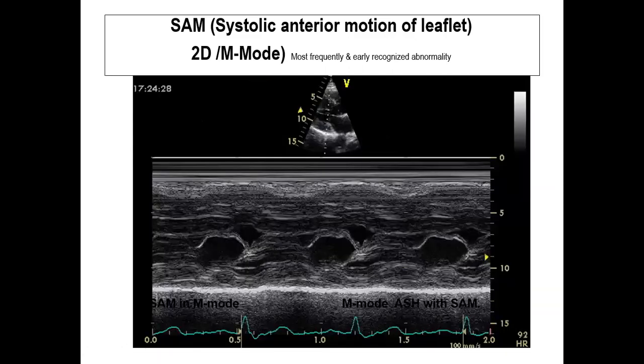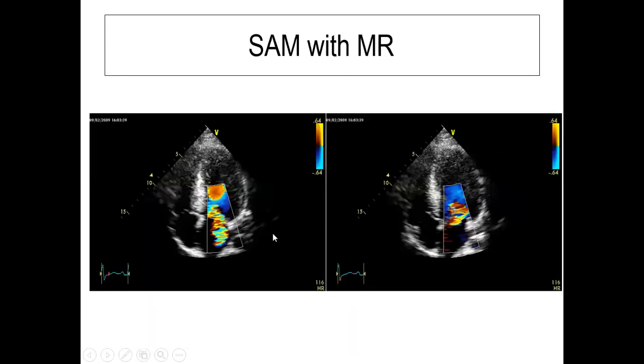Next comes again an M mode picture with SAM. This is SAM over here. The AML is almost touching the septum, the IVS. And you have systolic mitral regurgitation. In systole, when the mitral leaflet should close, it gets opposed to the septum and the mitral leaflet remains open, giving us the systolic MR in the mid systolic period.